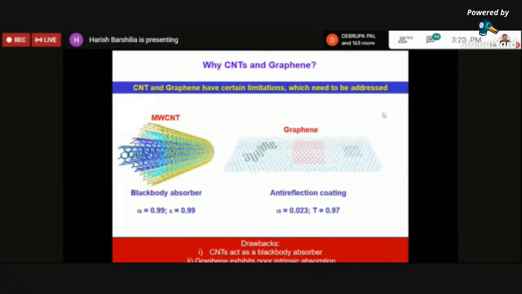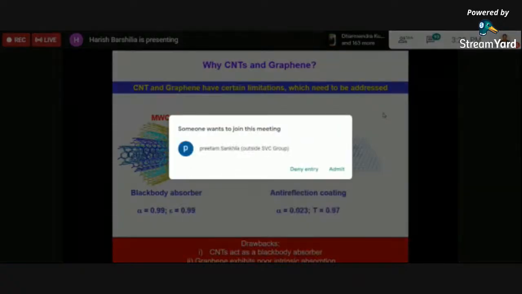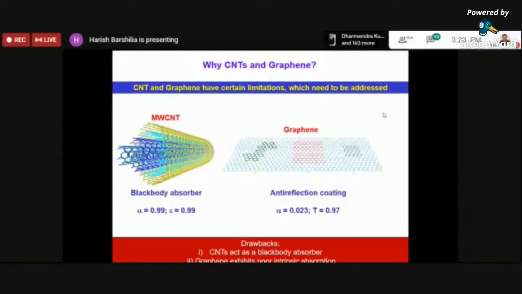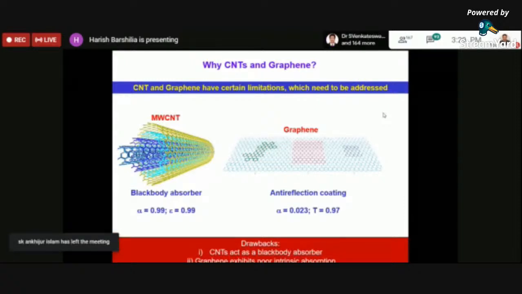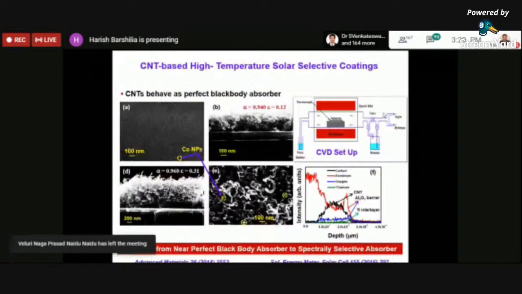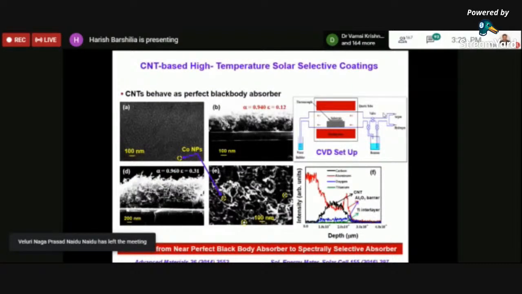So this is typical: if you see CNT, they'll be black. That means they are absorbing whatever is falling on them. But if you see graphene, it looks transparent. You cannot distinguish between the transparency sheet and the graphene. So here the transparency is very, very good. So if you can combine the properties of graphene and CNTs, then you can improve the properties of a given aerospace material.